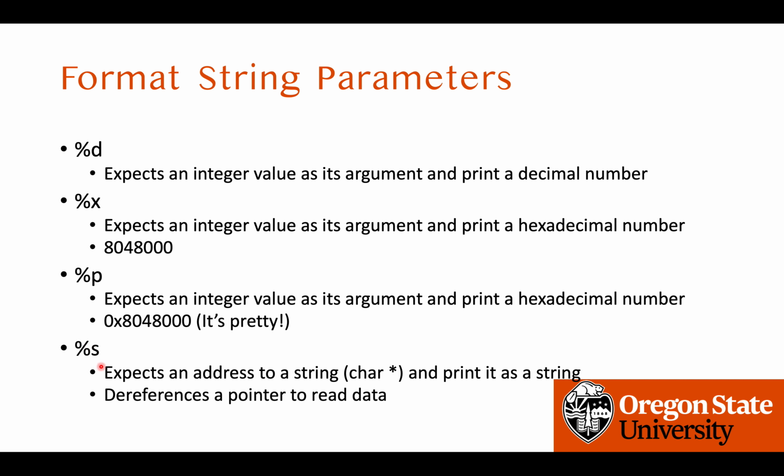And then the different thing is %s. All these three directives are expecting an integer value, while %s expects an address. The address should be the address of a string, which is a character pointer, and then printf tries to read this address, get the string content, and print that out. So it involves dereferencing of the pointer. The important thing is that while %d, %x and %p do not do any kind of dereference and treat all the arguments as values, the %s will apply a dereference.